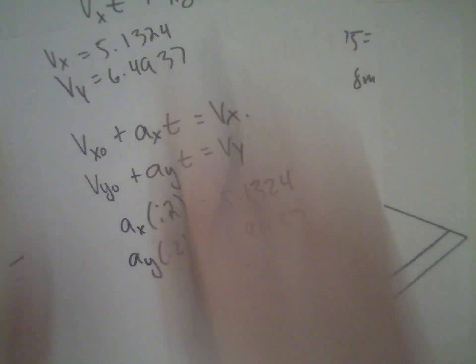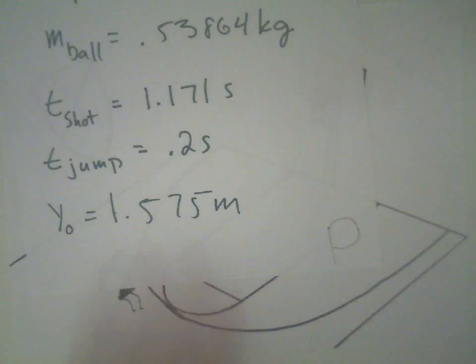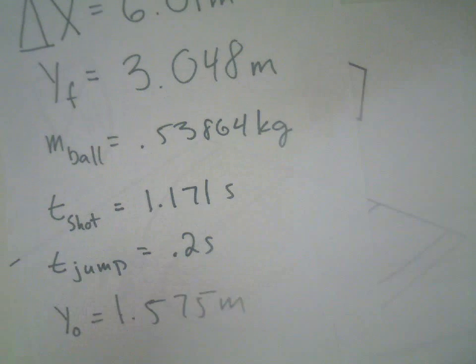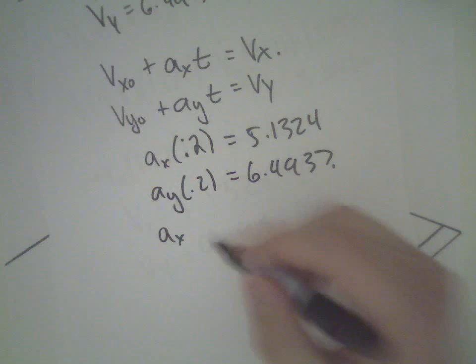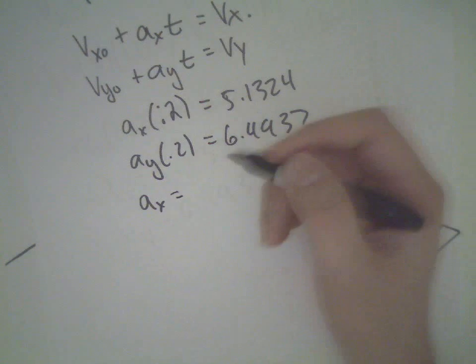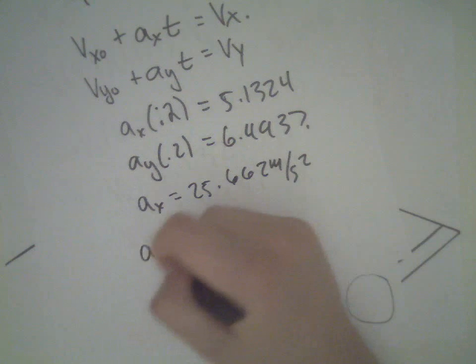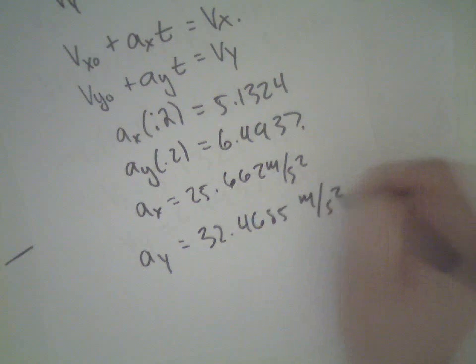And if you're wondering where this 0.2 comes from, using Logger Pro, I had to find another variable, and it was how long it took for the shooter to jump from 0 meters per second to the moment she let go of the ball, and it took a total of 0.2 seconds. So that's where the 0.2 comes from here. So if we go ahead and solve this out, we get that the acceleration in the x direction is equal to 25.662 meters per second squared, and the acceleration in the y direction is 32.4685 meters per second squared.